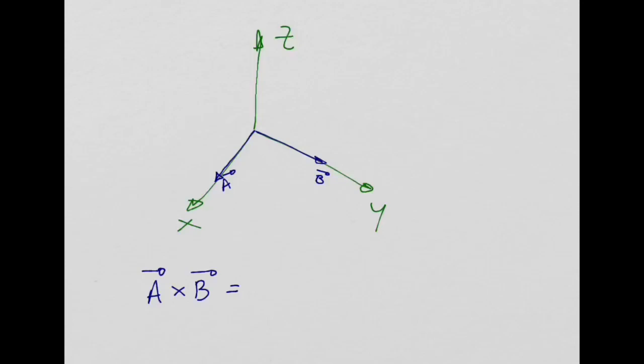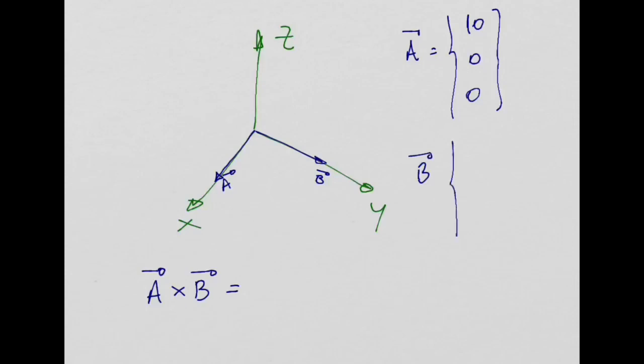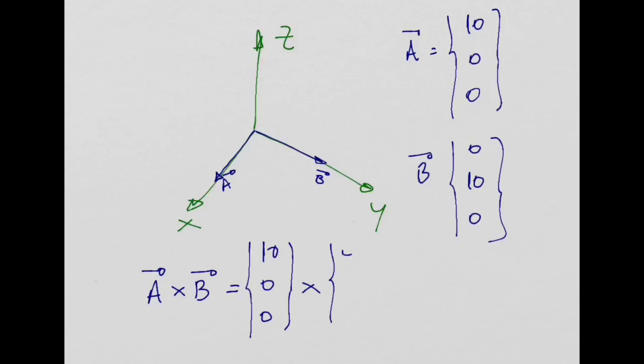How can I write vector A? Vector A, for example, only has a component in the x direction. Let's say 10, 0, 0. Agree with me? This is a vector with only a component in the x direction. Vector B only has a component in the y direction. Let's say 10 as well in the y direction. So this is my vector B. So let's do the external product of A, 10, 0, 0, with B, 0, 10, 0.